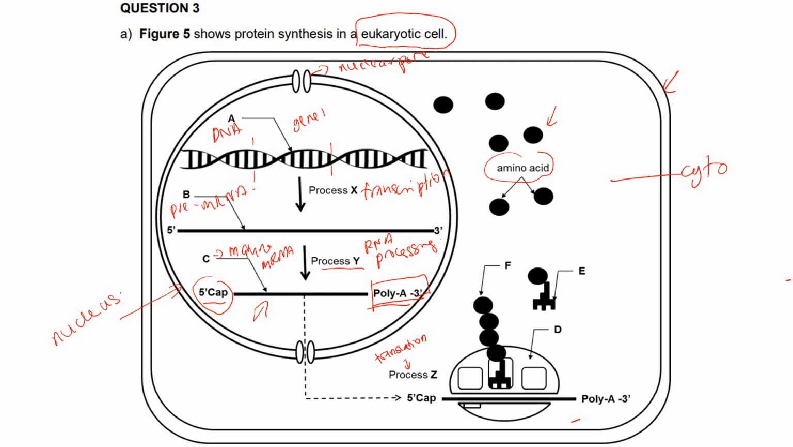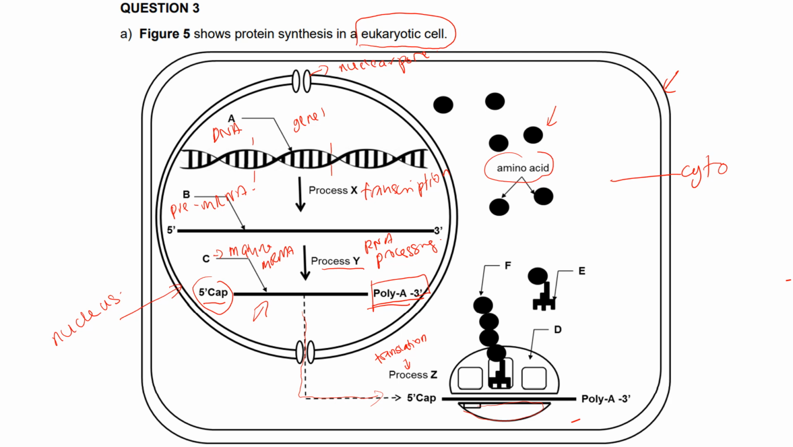After this mature mRNA has been produced, the mature mRNA, which is a single-strand molecule, can easily exit the nucleus through the nuclear pore and enter the cytoplasm. In the cytoplasm, it will find a ribosome and go in between the small and the large subunit of the ribosome. Another function of the addition of the 5' cap and poly A tail is to help the mRNA molecule attach to the small ribosomal subunit of the ribosome.